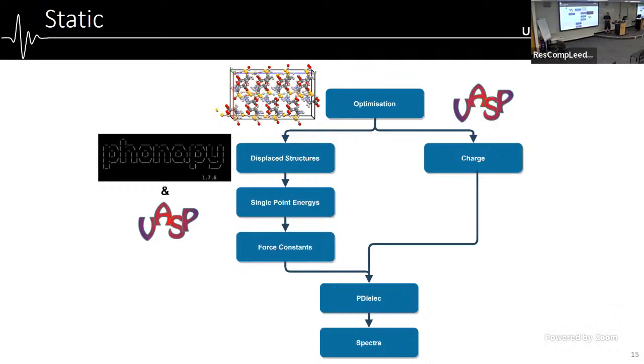So what FONOPI does is it takes your structure and it displaces those structures into a range of structures.